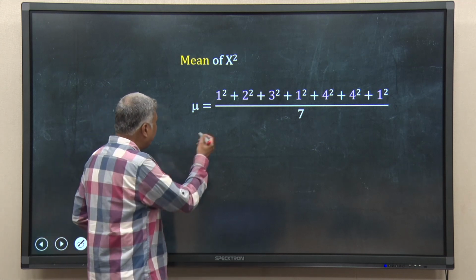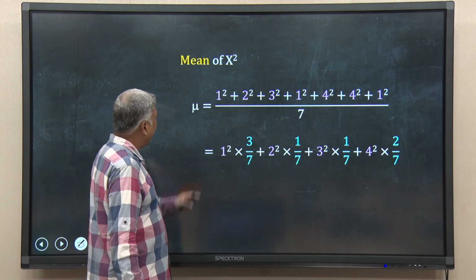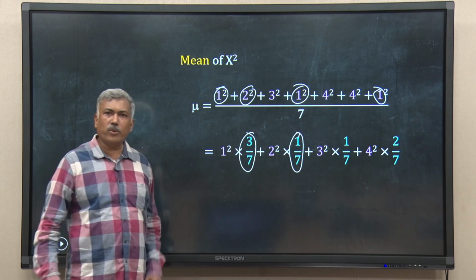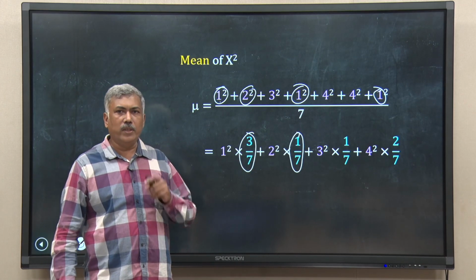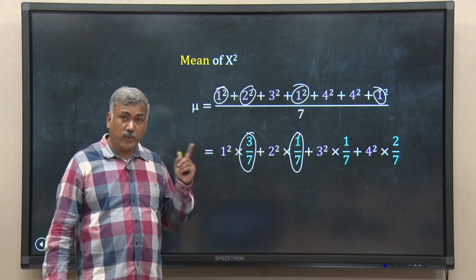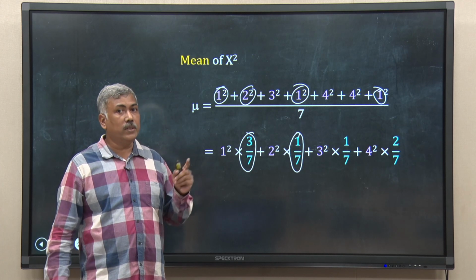I can again do the rearrangement here. I had 1 square appeared 3 times, see, here and here. So, I have 3 by 7, that is the frequency. How many times has 2 square appeared? Only once. So, I have frequency 1 by 7. Similarly, 3 square has appeared only once, so its frequency is 1 by 7, whereas 4 has appeared twice, so 4 square has appeared twice, so its frequency is 2 by 7.